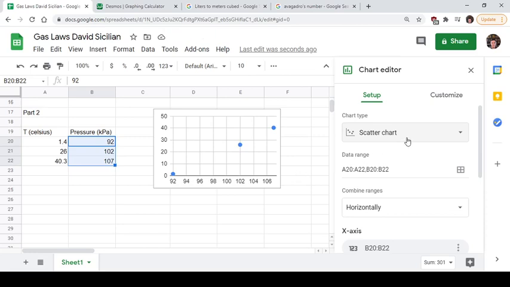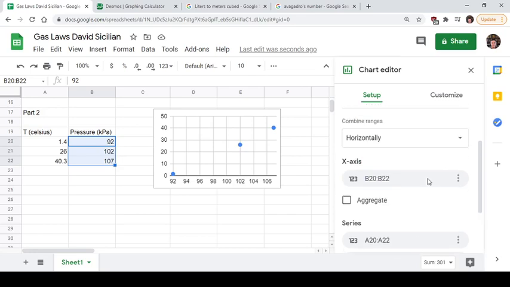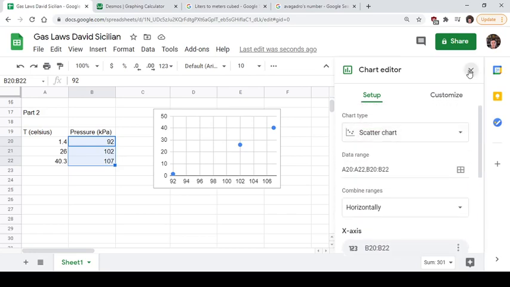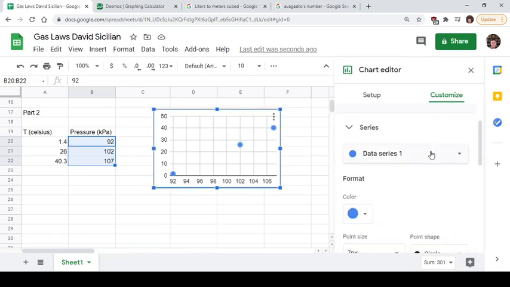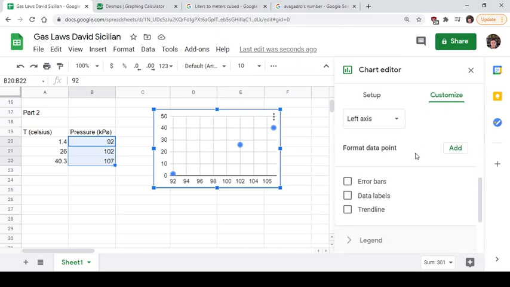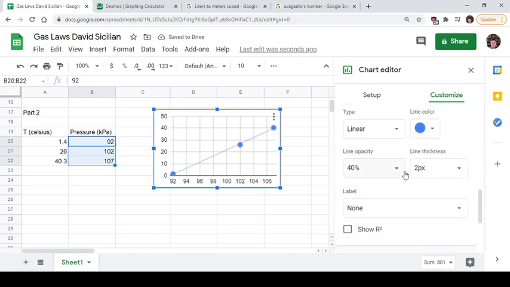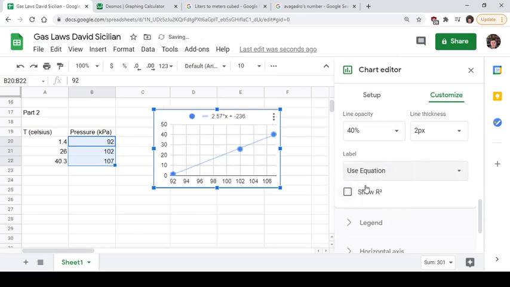Okay, and now if we scroll down, again, how do I fit a line to this? Well, I'm just going to exit out of this and double click on the data, scroll down a little bit, and choose trend line. Make sure that's checked. Make sure it's linear. Under label, select use equation. And we have our equation here. Okay, so exit out of that.